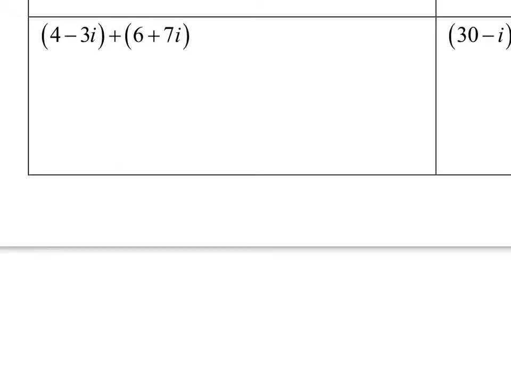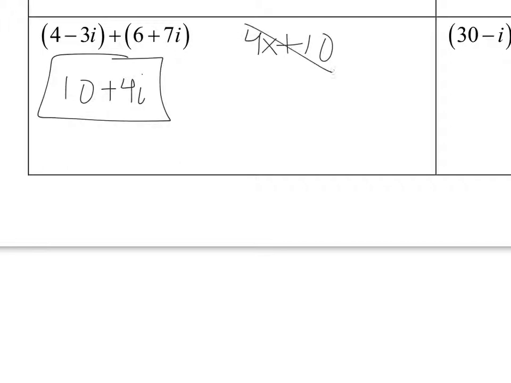Alright, so here we have two different complex numbers. What you want to do is just treat it like it's an equation, combine like terms. So what's 4 plus 6? 10. What's -3i plus 7i? Positive 4i. Write it this way. This is where it's a little different. Normally we're used to saying 4x plus 10, but when it's the imaginary numbers, standard form is a plus bi. Okay?